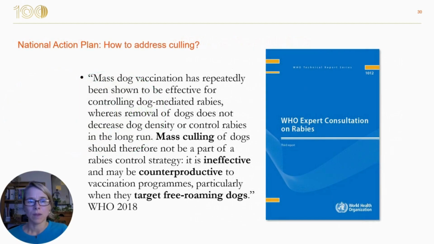I wanted to finish by addressing the issue of culling and also euthanasia and how these may be addressed in the action plan. I've just described the mechanics of how culling can damage rabies control, and this is echoed in the WHO technical report on rabies control. This establishes the need for mass vaccination as the mainstay for rabies control and the importance of avoiding mass culling, not just because of the ethical challenges of mass culling when vaccination offers an affordable, humane alternative, but also because it doesn't work. The WHO describes culling as ineffective and counterproductive, especially when culling is targeted towards free-roaming dogs.